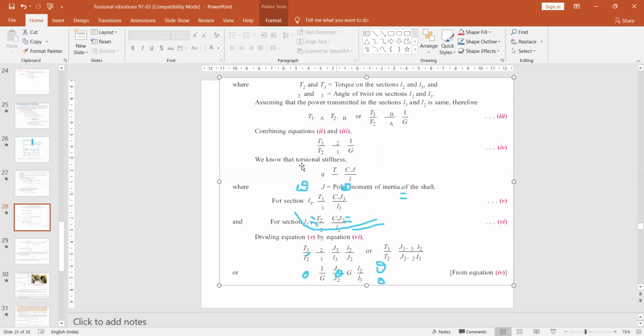Omega is missing here. So now T3 by T2 is also equal to omega B by omega A, and that is also equal to 1 by G. Just combining 2 and 3, the values have arrived here: T3 by T2 equals theta 2 by theta 3 equals 1 by G.